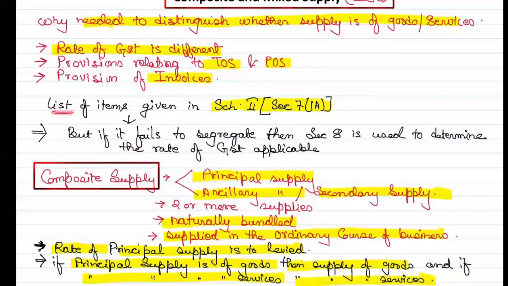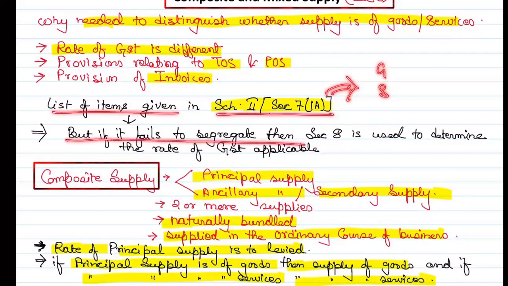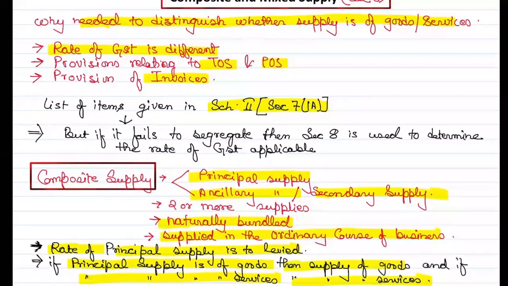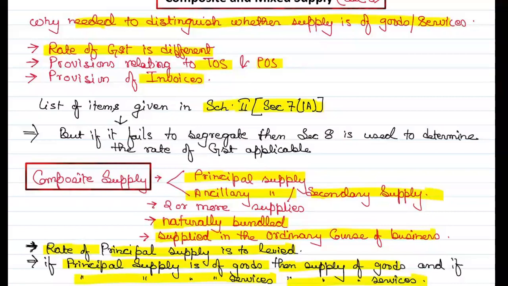Now see, the list of items given in Schedule 2, what is that? Which is of goods or services. But if it fails to segregate, means if some new entries have come which have not been mentioned in Schedule 2, then Section 8 is used to determine the rate of GST applicable. How will they determine the rate of GST applicable? They'll directly identify whether it is goods or service. After reading this, you will get it. After reading this composite and mixed supply, you can yourself say this is goods, this is service.